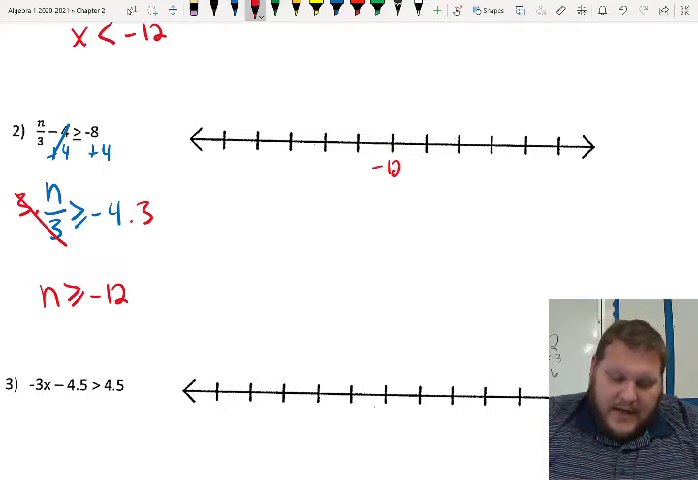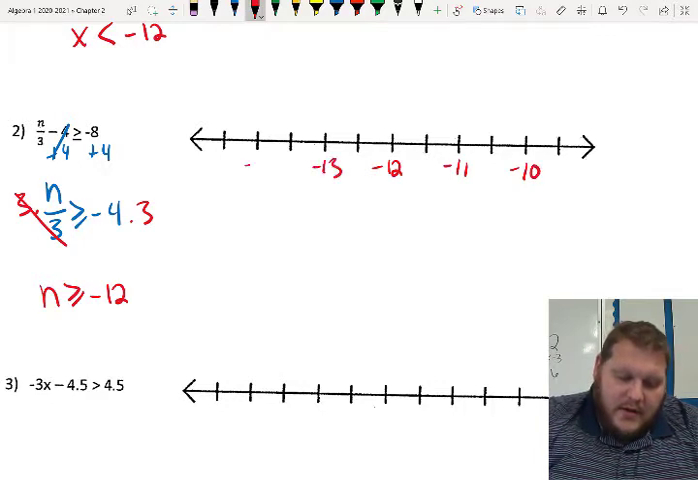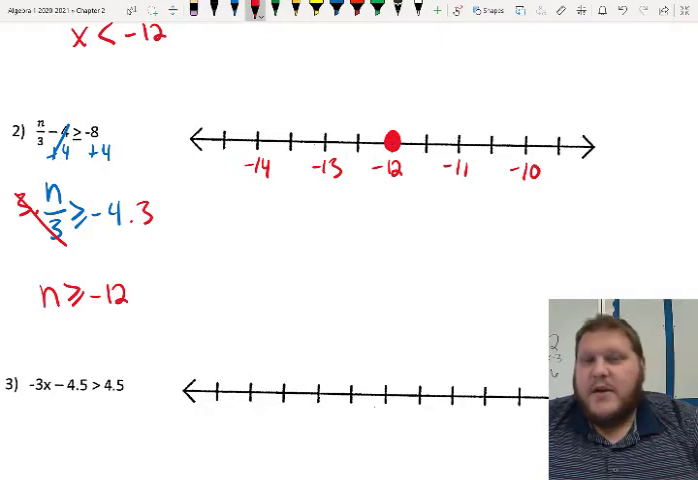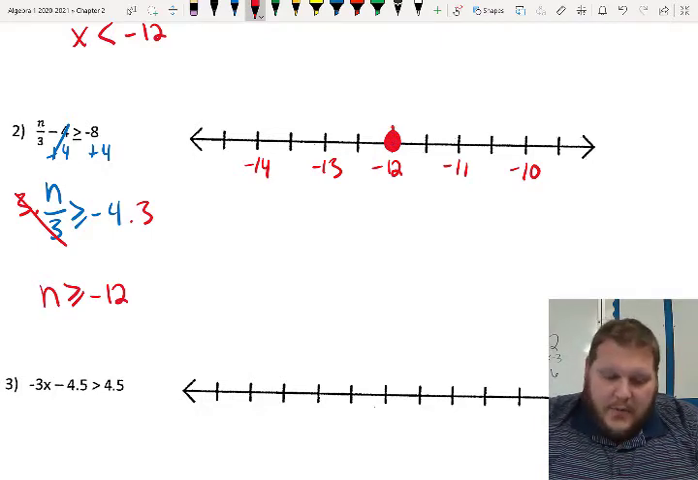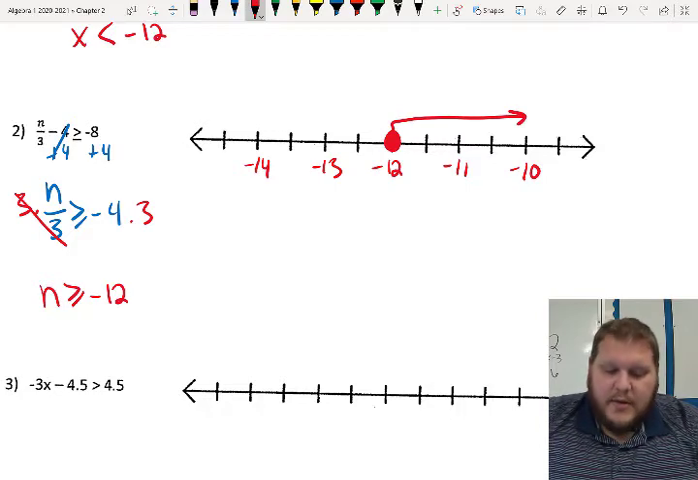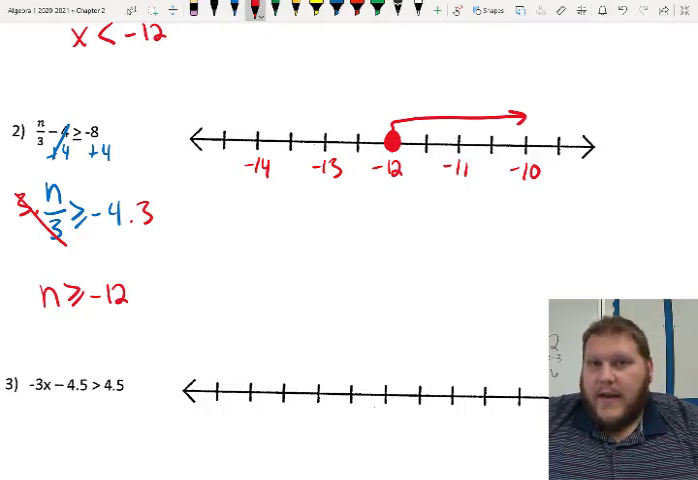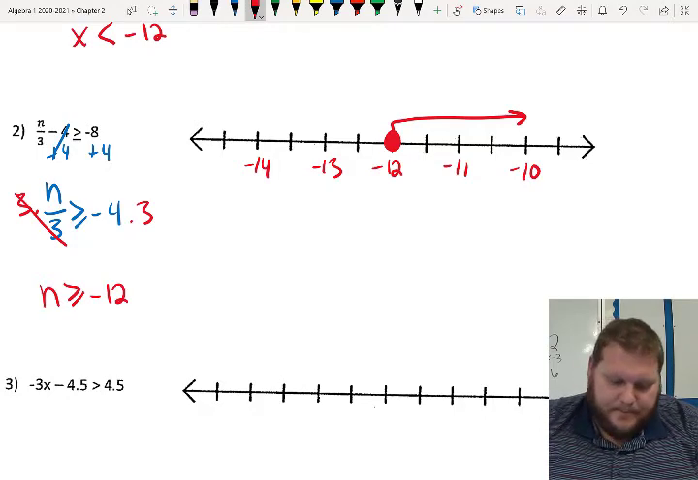So once again, I've got -12, -11, -10, -13, -14. This time it's going to be a closed circle at -12 because it was or equal to, and my inequality direction is going to be to the right because it is a greater than symbol. My arrow points to the right because my inequality pointed to the right.